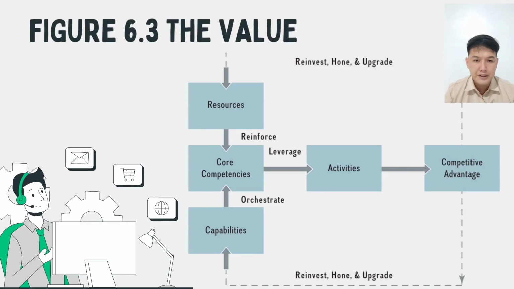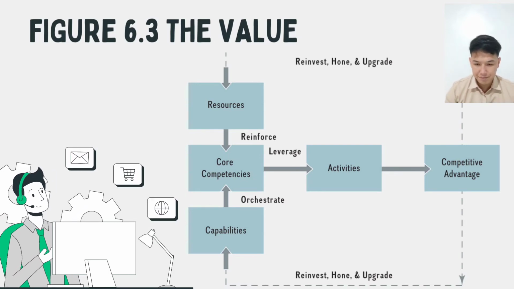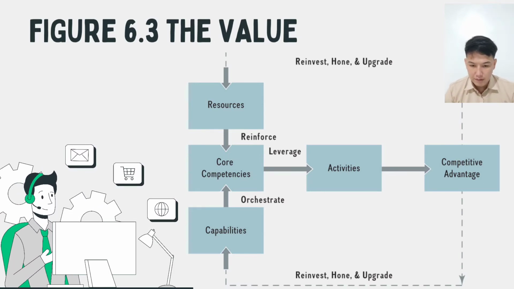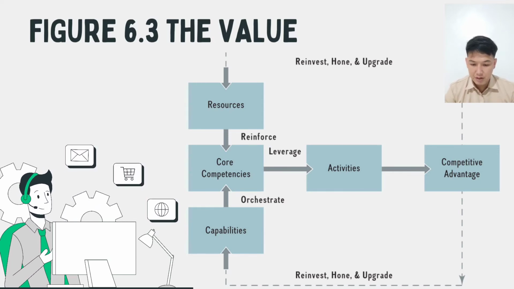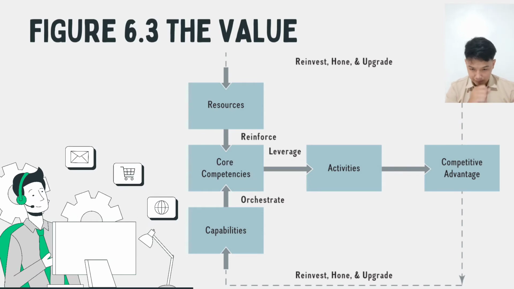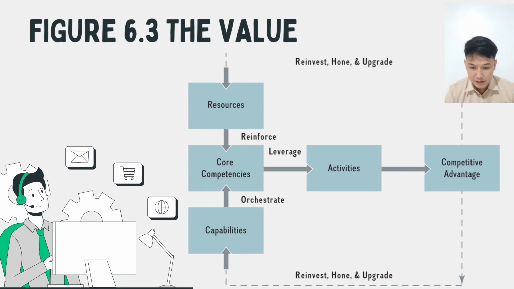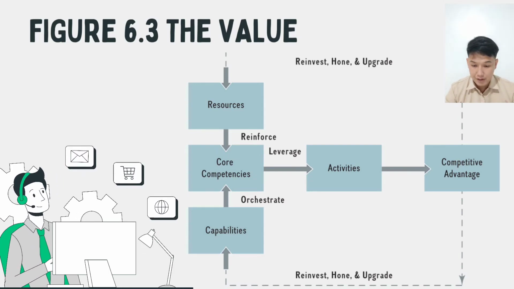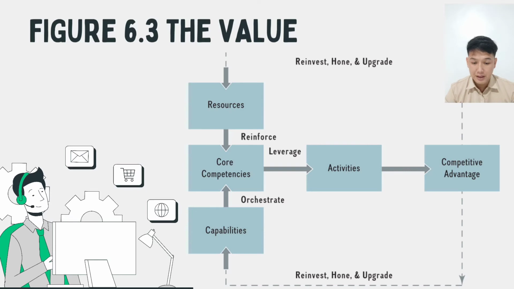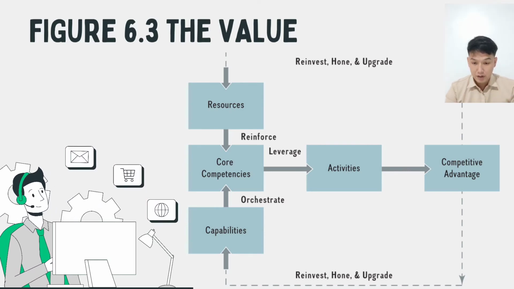Okay, so part 11, figure 6.3, the value. So first is the reinvest and upgrade model. A firm takes what it has as a competitive advantage and puts it back through the resources, core competency, and capabilities to keep upgrading the firm to be better.